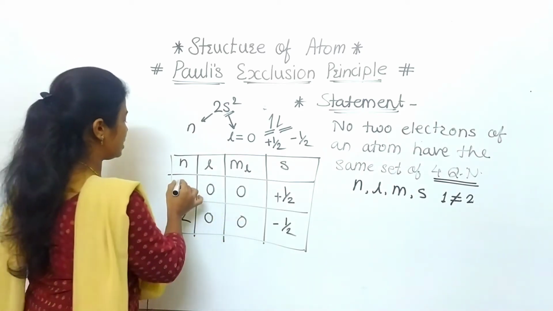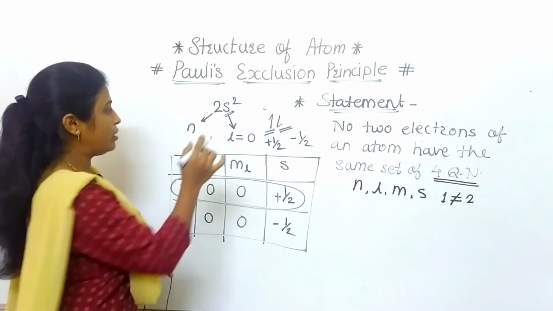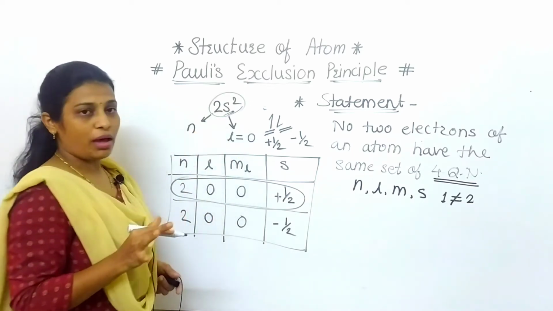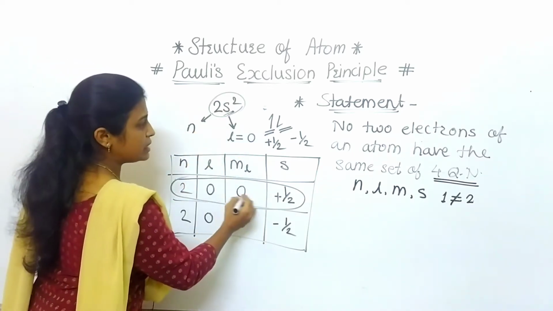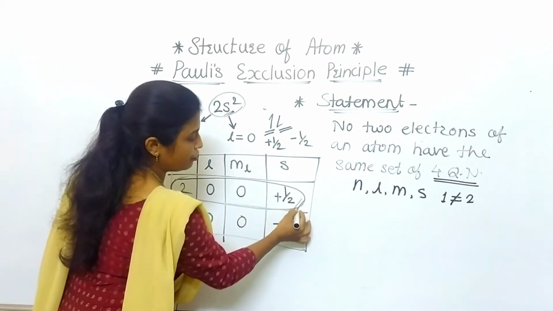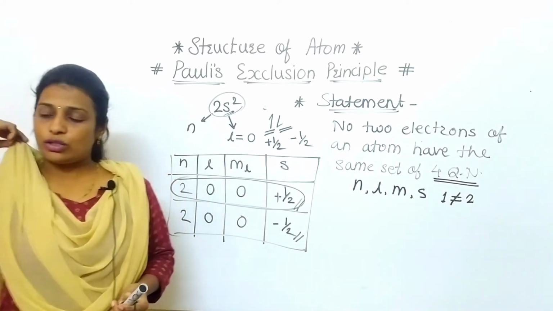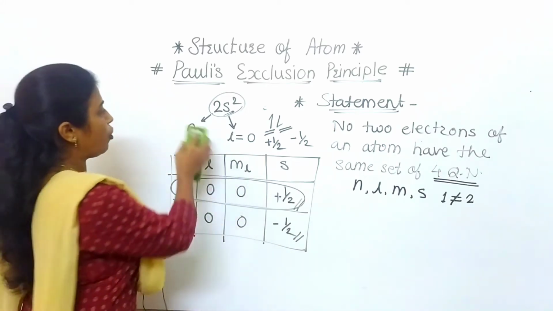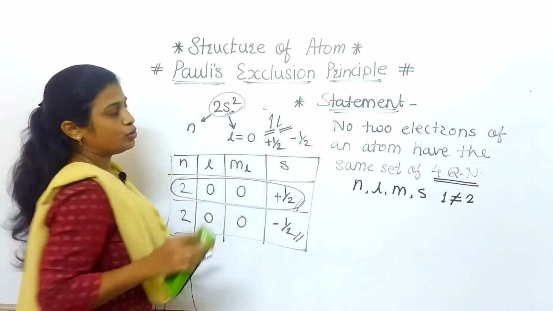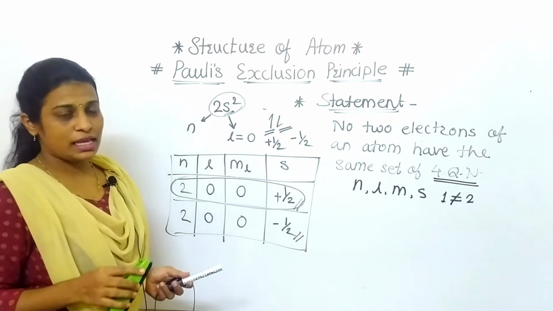So in this way we can say that no two electrons of the same atom have the same set of the four quantum numbers. See, here there is a difference between that set. Clear to everyone? So another way is also to discuss that statement of Pauli's exclusion principle. Hope you have completed that statement as well as this example.